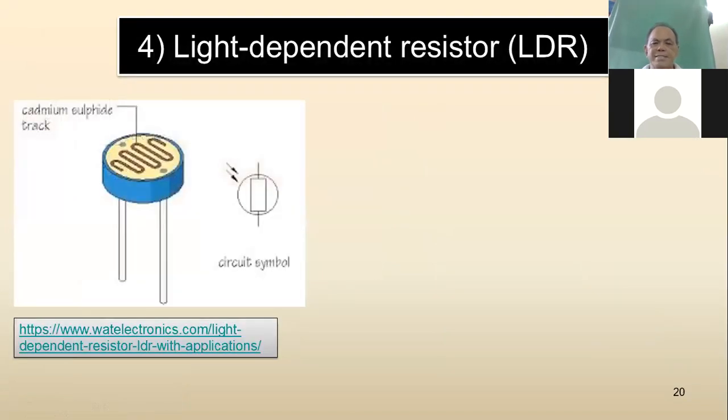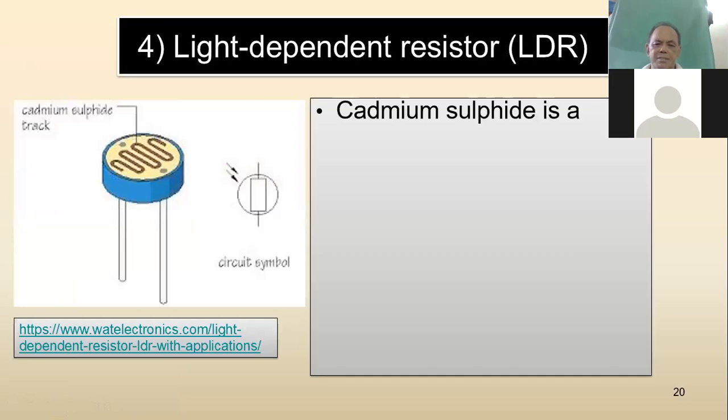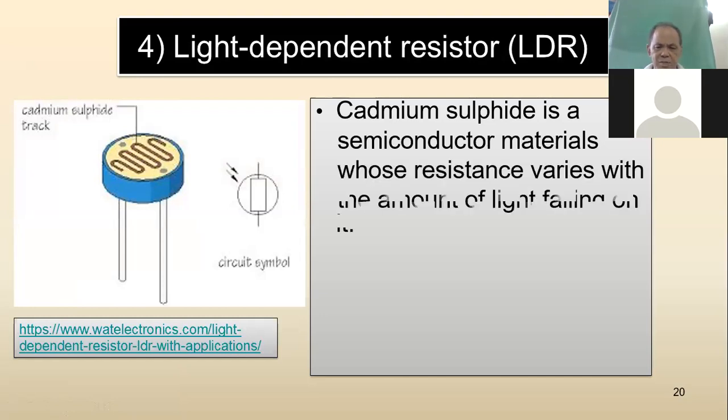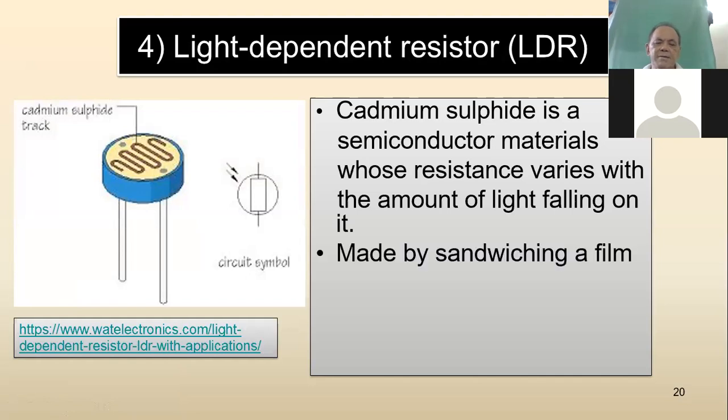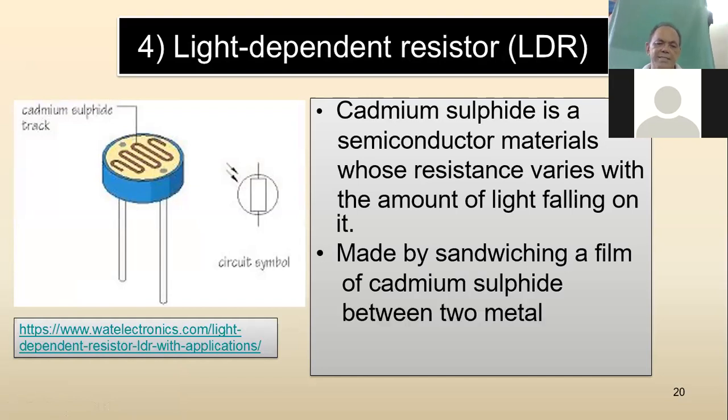A light dependent resistor is made of cadmium sulfide. Cadmium sulfide is a semiconductor material whose resistance varies with the light falling on it. It is made by sandwiching, like a sandwich, a film of cadmium sulfide between two metal electrodes.